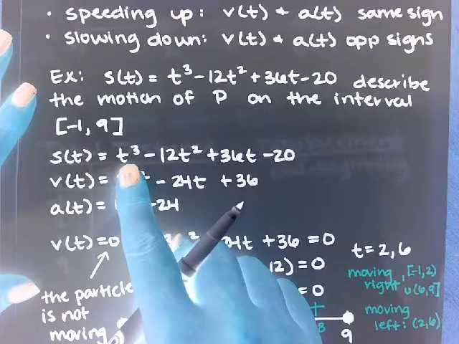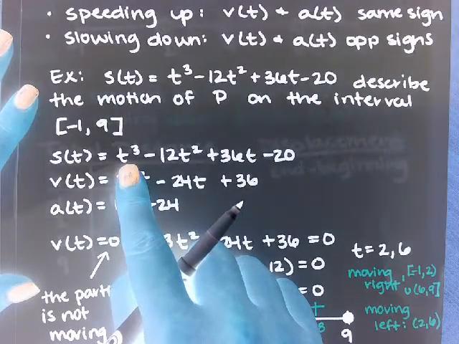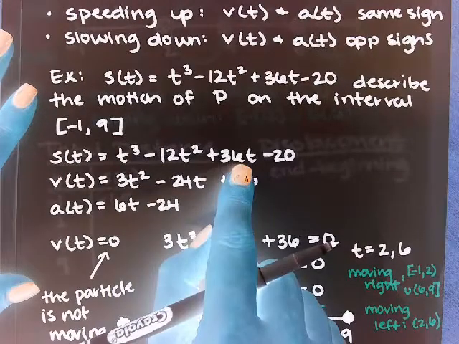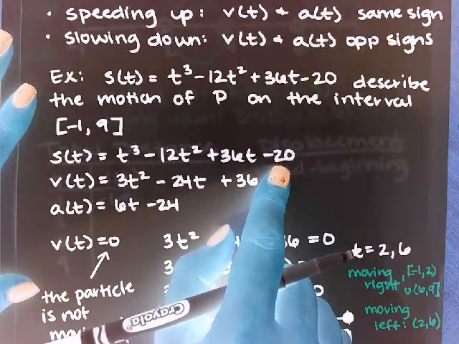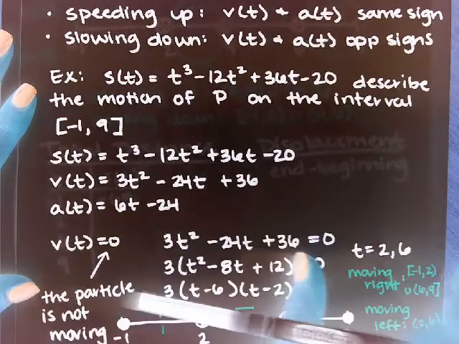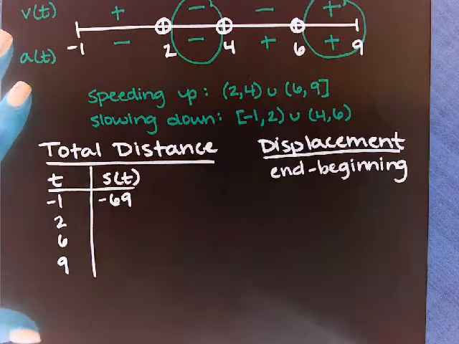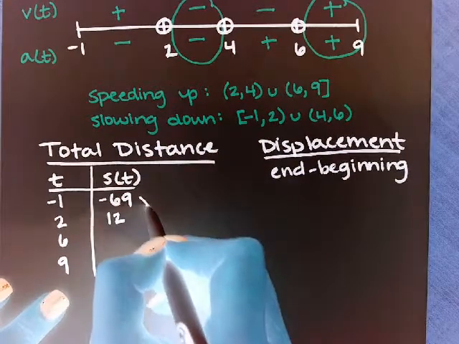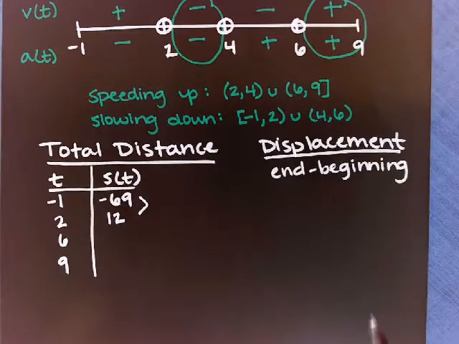All right, what do you get when you take the position function and you plug in 2? -48 plus 72 minus 20. Y'all have calculators in front of you? Type. It's 12. Okay, when you went from a position of -69 to a position of 12, how far did you travel?